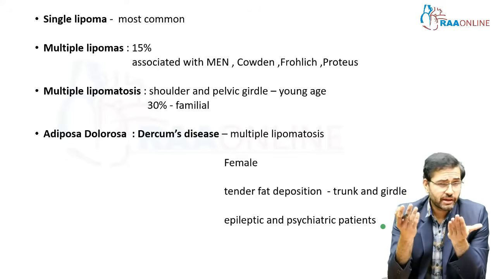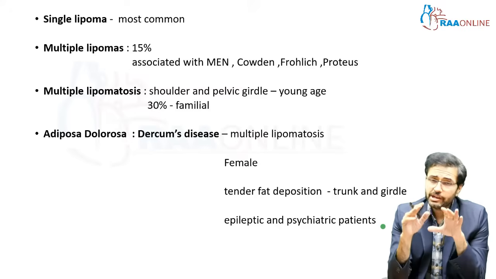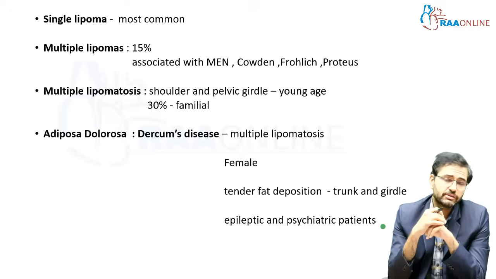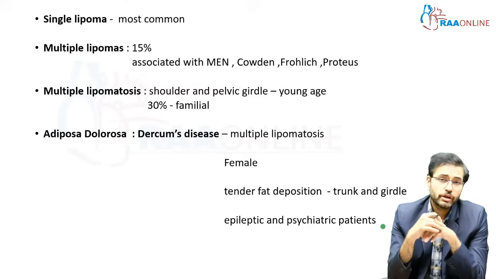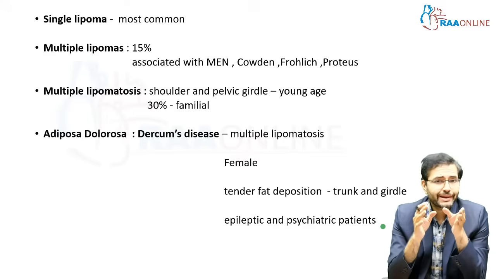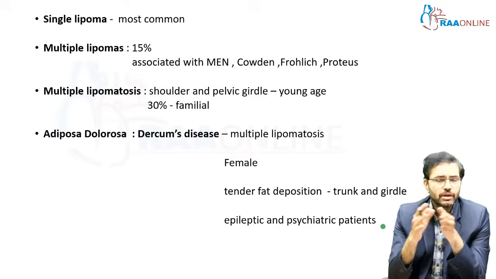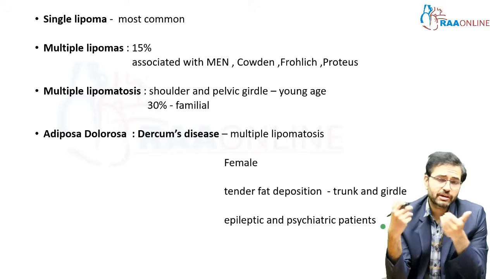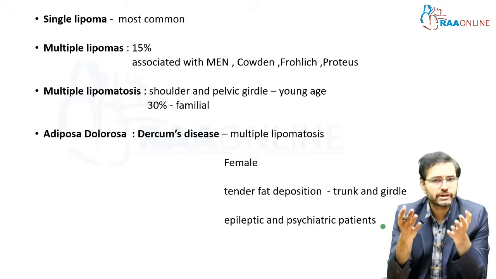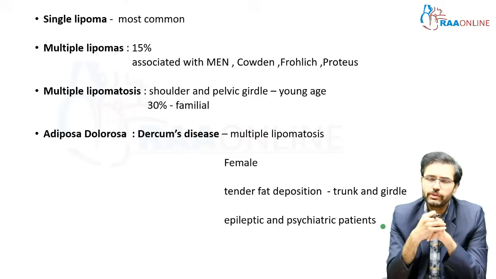Lipomas can also be single in nature or multiple. Single lipomas are more common. Multiple lipomas can occur in 15% of cases, and are commonly associated with Men's syndrome, Cowden syndrome, Frohlich and Proteus syndromes. There is an entity called multiple lipomatosis, wherein you have a young person with a familial history of lipomas. You have multiple lipomas occurring commonly in the shoulder and the pelvic girdle, and this familial association is noted in 30% of cases.